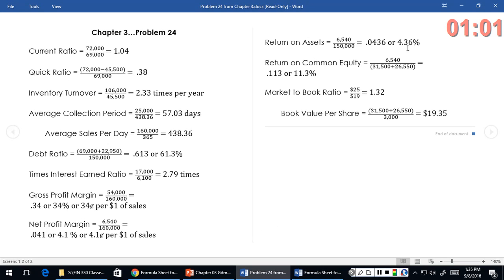Return on equity is, again, earnings available to common stockholders. Now, they don't give you total stockholders' equity. They give you two line items, which I think are common stock and retained earnings. You have to add those two together. That is total common stockholders' equity. So that's the 31.5 plus the 26.550. So that's 11.3%.